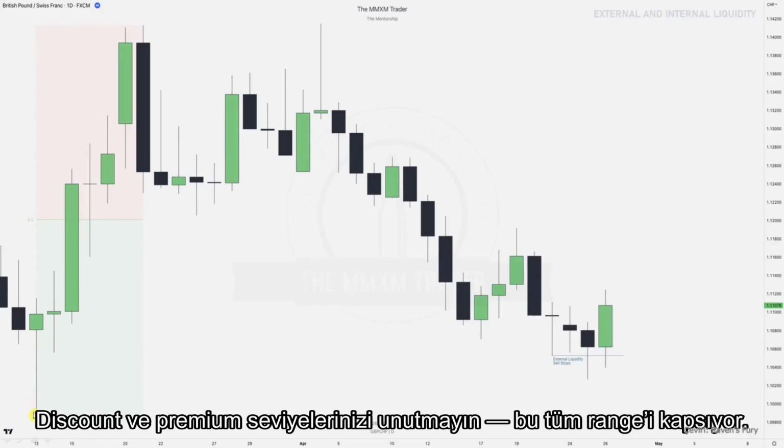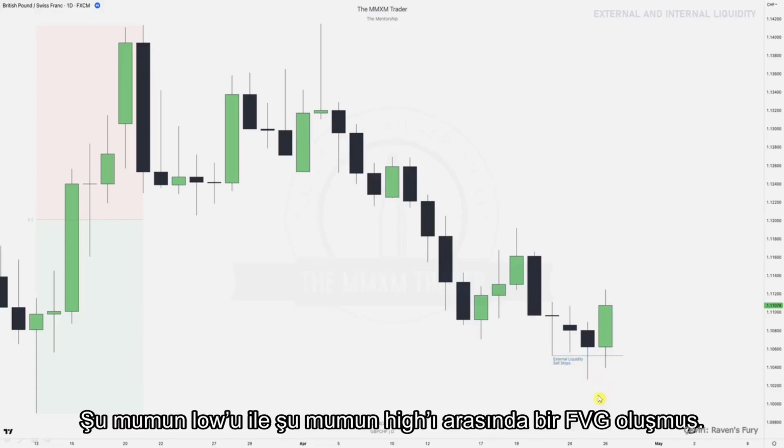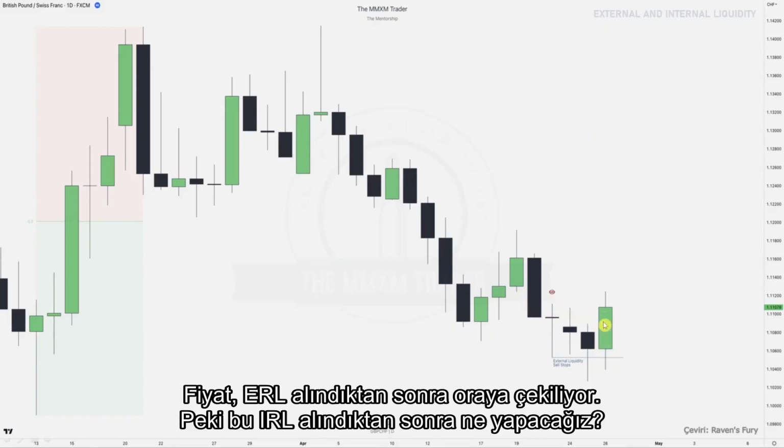This long wicked area over here is pretty deep in discount, right? Don't forget about your discount and premium levels, which is this whole range. So we're pretty deep in discount. We raid a swing low, which is external range liquidity. Now where does your eye draw into? Right, we have this candle's low to this candle's high, forming a fair value gap up here. Price draws in there after we take external range liquidity.